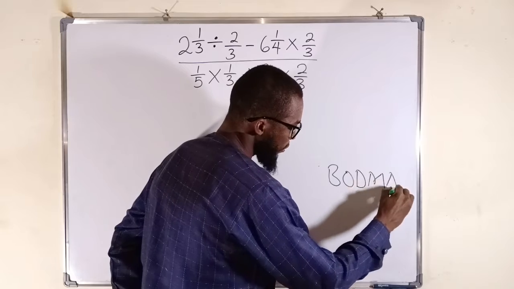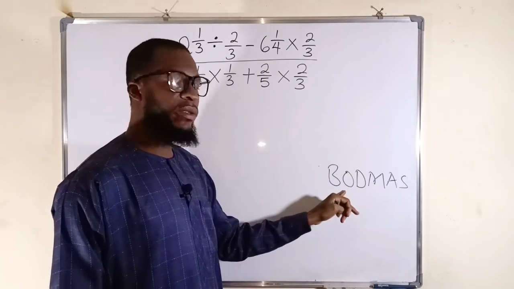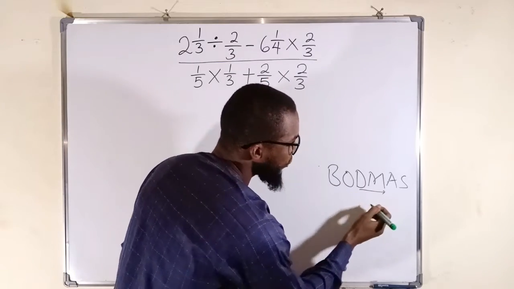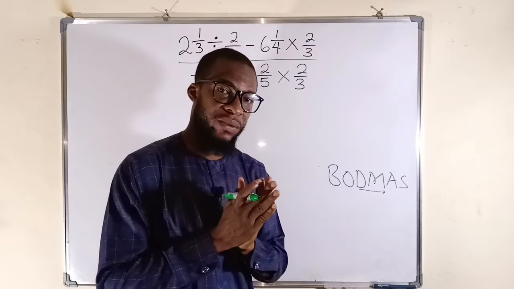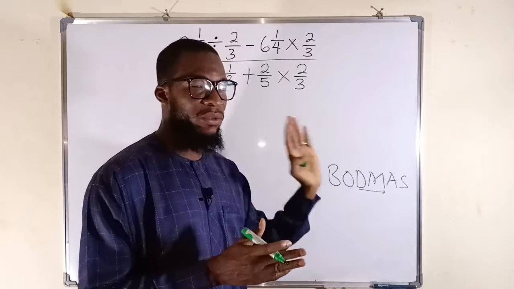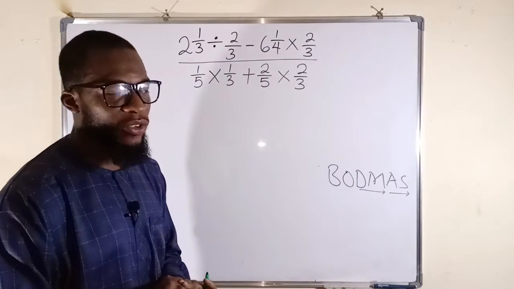BODMAS. B stands for bracket, which is absent here. O stands for orders, which is also absent here. But division and multiplication, remember, are done simultaneously, starting with whichever comes first from left to right. The same thing applies to addition and subtraction.